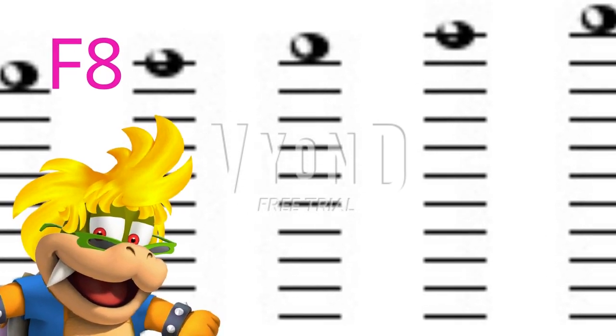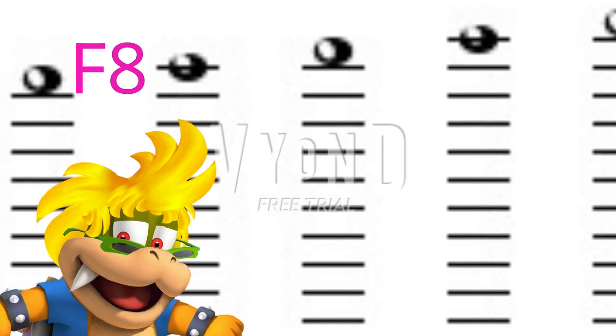C8 is on the 9th ledger line above the treble staff. D8 is in the 9th space above the 9th ledger line above the treble staff. E8 is on the 10th ledger line above the treble staff. F8 is in the 10th space above the 10th ledger line above the treble staff. G8 is on the 11th ledger line above the treble staff.